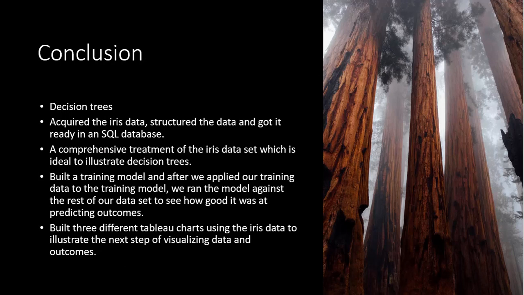To conclude this presentation on decision trees, we note that we acquired the iris data, structured the data, and got it ready in an SQL database. We gave a comprehensive treatment of the iris data set, which is an ideal data set to illustrate decision trees. We built a training model, and after we applied our training data to the training model, we ran the model against the rest of our data set to see how good it was at predicting outcomes. Then we built 3 different Tableau charts using the iris data to illustrate the next step of visualizing data and outcomes.